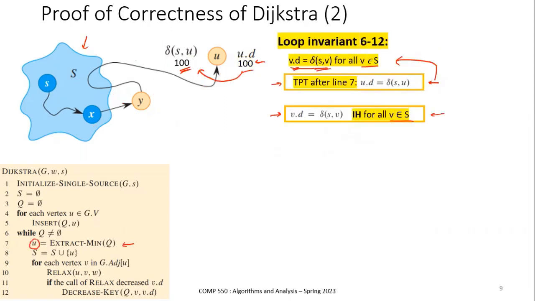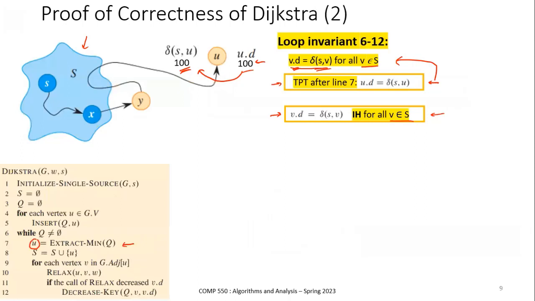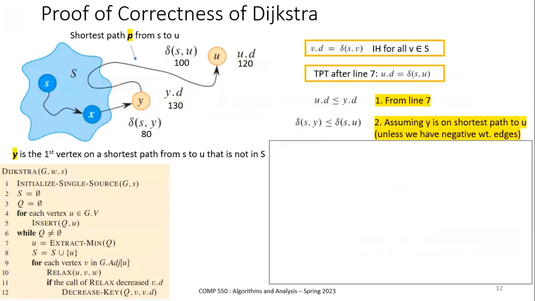I'll show it to you again. This is what the convergence property says: if this is the shortest path, U is the last vertex before V, and U's estimate is already the shortest path weight, then if you relax U and V, V has to be equal to the shortest path weight. A bit of a mouthful, but I hope you got that. If you've digested what the convergence property is, can you see where we're heading with this?